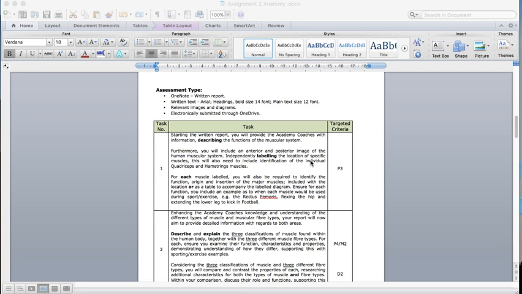We're looking for P3, and P3 is looking to label up each of the major muscles, but not only just label up the muscles, we're looking to get the key information. So do we know the location of the muscle? Do we know the origin, the insertion, the action and the function? I'm going to talk you through that now in an example.